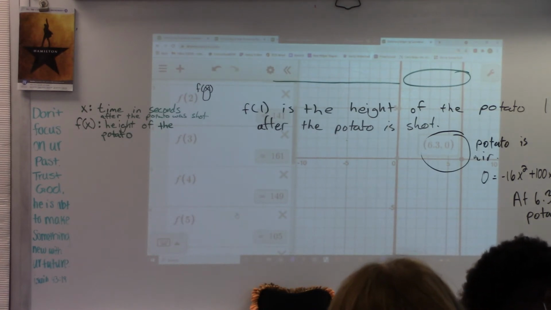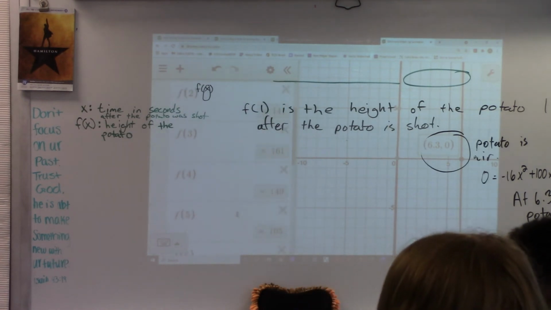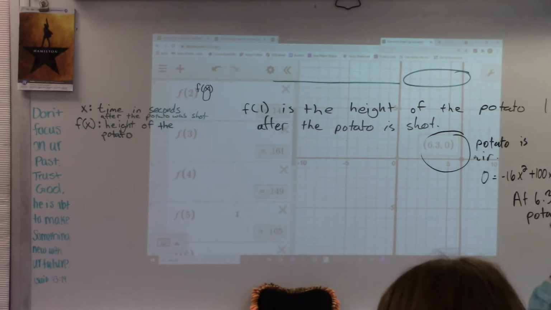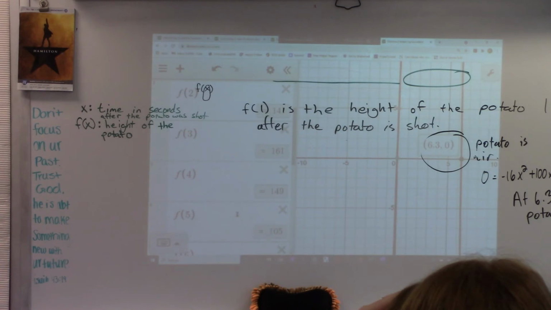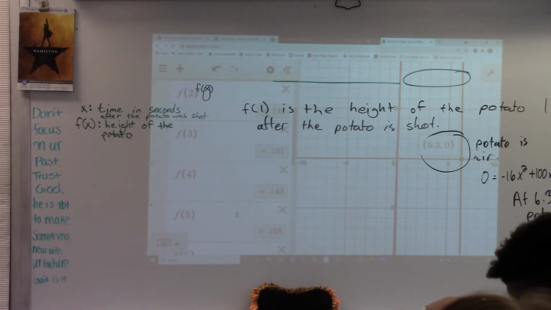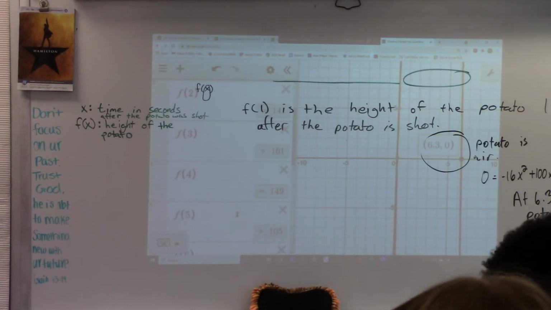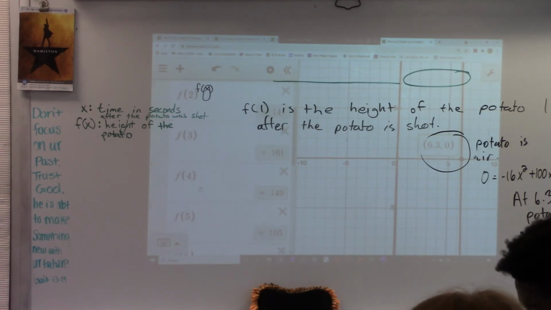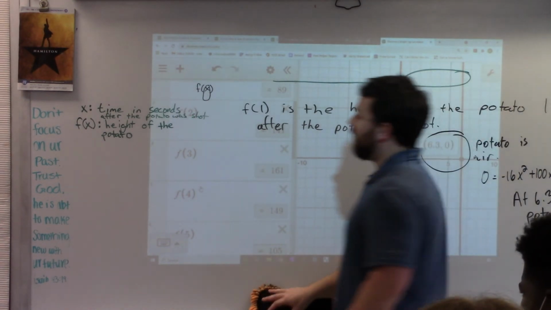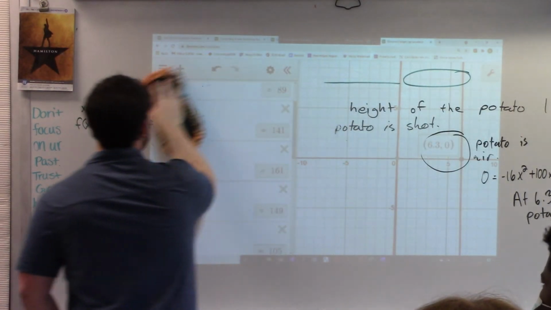Okay? Now I want you to notice this. We've got the answer for number 12. Number 13 asked you what is the maximum height, I believe. Does that sound right? Yeah? About how high will the potato get? Yeah, that's right. About how high will the potato get? Hey, look, if you do this guess and check method, can you see anywhere up here where you see about how high the potato gets?